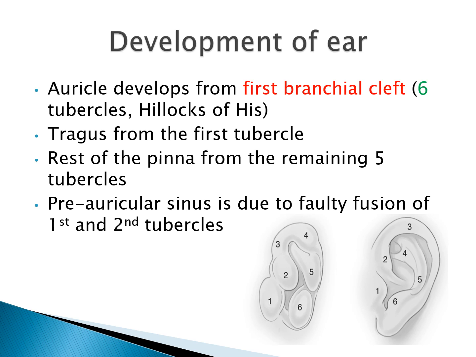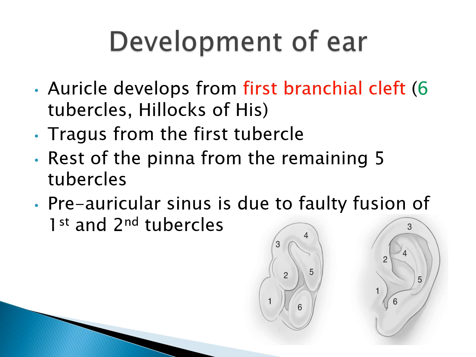Now external ear includes the external auditory canal, pinna, and the tympanic membrane. So the pinna or auricle develops from the first branchial cleft. From the first branchial cleft, there are six tubercles which are known as hillocks of His. So these hillocks of His fuse to form the pinna. Now in the pinna, the tragus is formed by the first tubercle, while the rest of the pinna is formed by the remaining five tubercles.